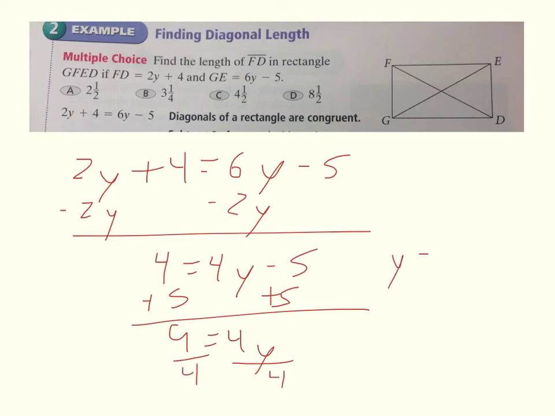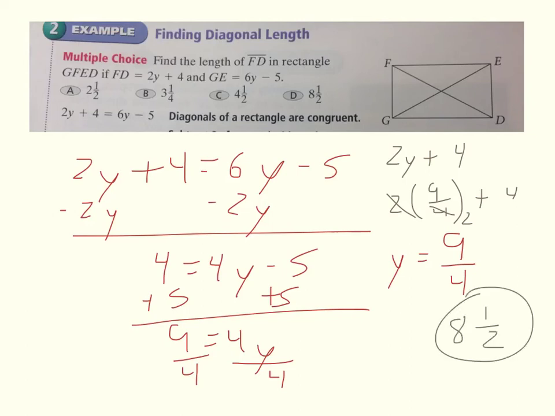So y equals 9/4. Then we're going to plug that back in for FD, and we said 2y plus 4, so it's 2 times 9/4 plus 4. Cross that out, that would be a 2, so 4.5 plus 4, which would be 8.5 for FD.